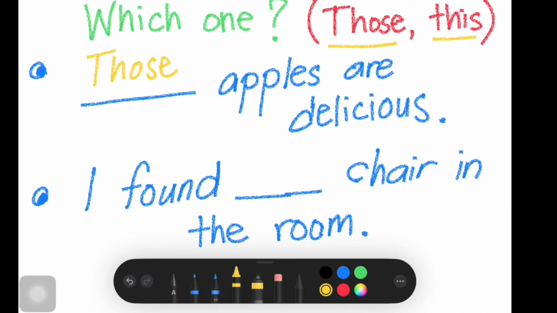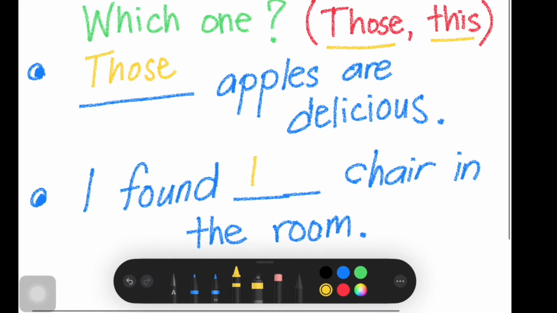Those apples. Alright, now in the second sentence, I found blank chair in the room. So the correct answer there is this. I found this chair in the room. So it speaks of only one chair. He found only one chair. So I found this chair in the room.